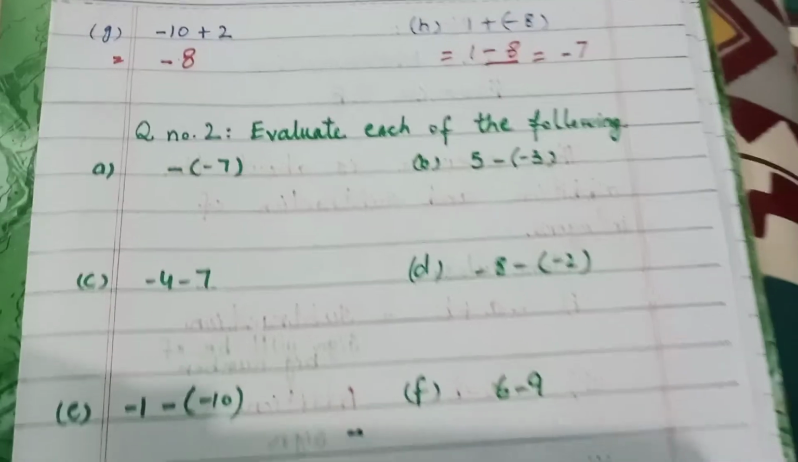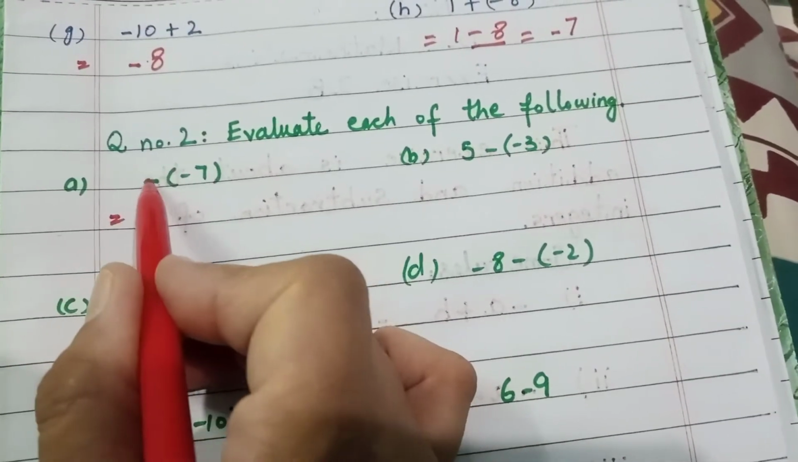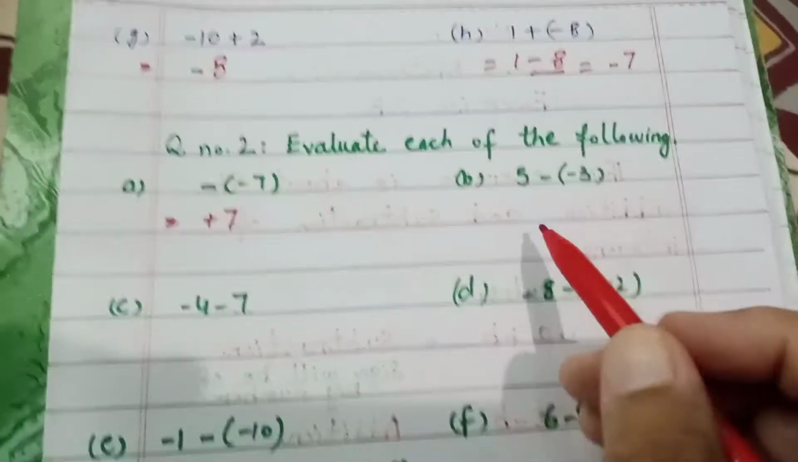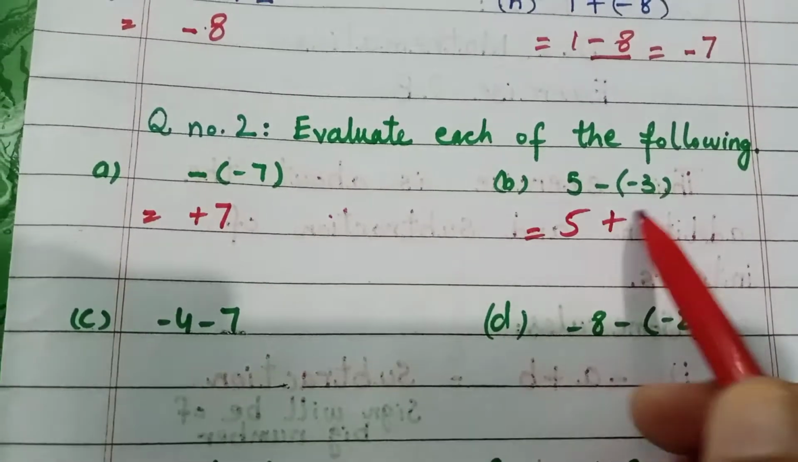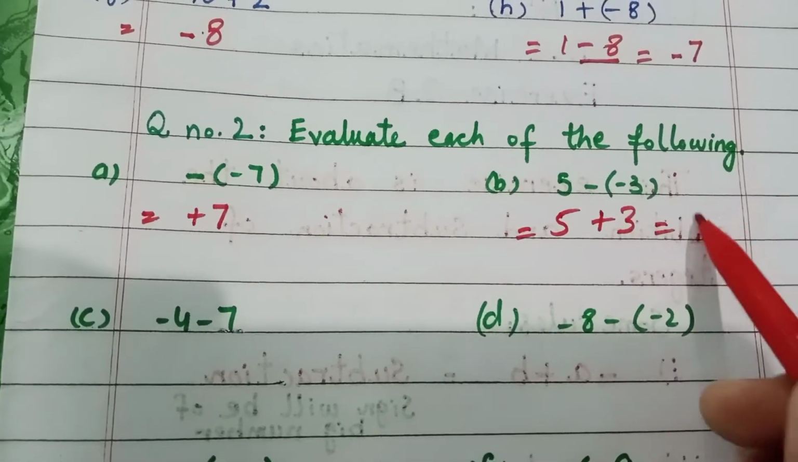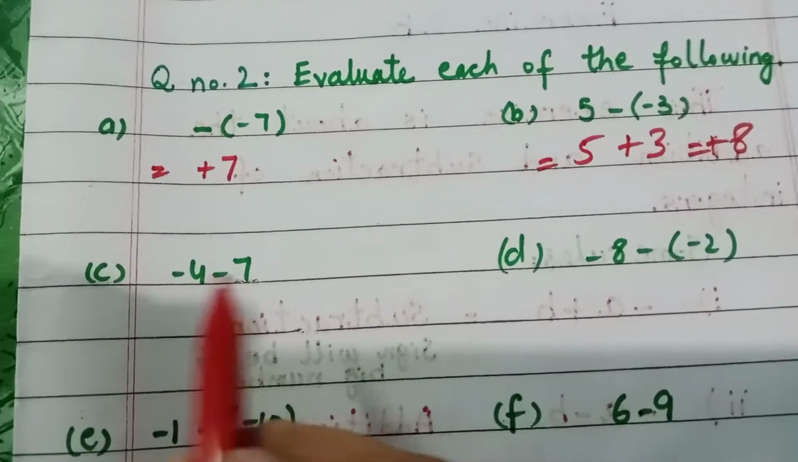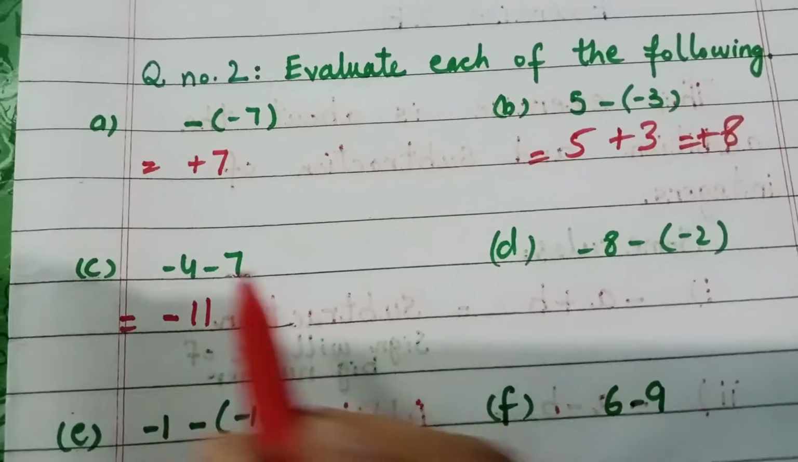Now question number 2, evaluate the following. This is very simple. Minus and minus plus 7. 5 minus minus plus 3, both have positive sign, addition and the sign is positive. Minus and minus, the operation will be addition, but the sign is of minus, the big number.